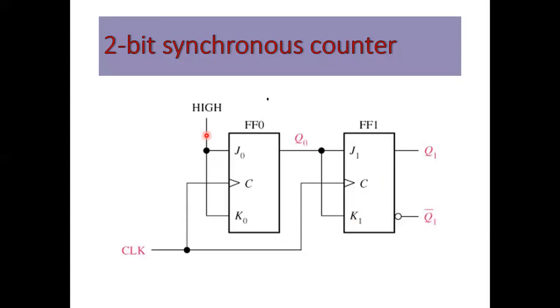I hope you remember what a T flip-flop is. T is the toggle flip-flop. So when the input is 1, the output starts to toggle 0, 1, 0, 1 like that. The input section is the same. See here, in the asynchronous counter, I have taken the output and connected it to the clock. But here the output is connected to the input of the next flip-flop.